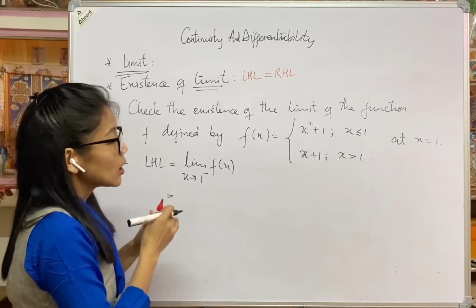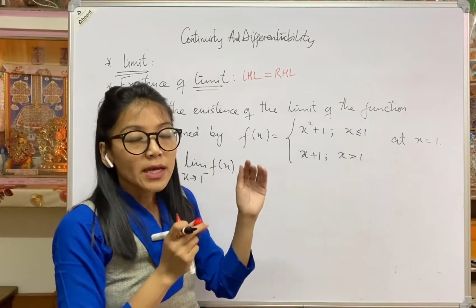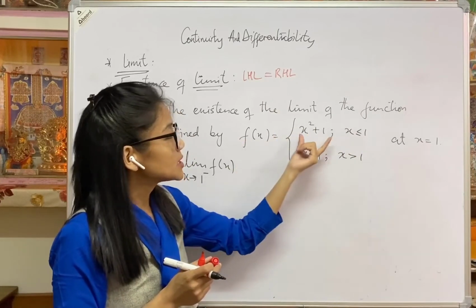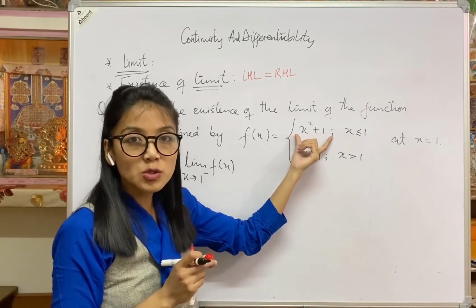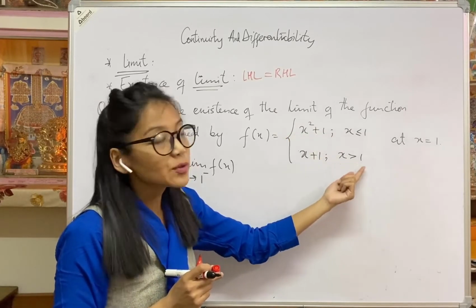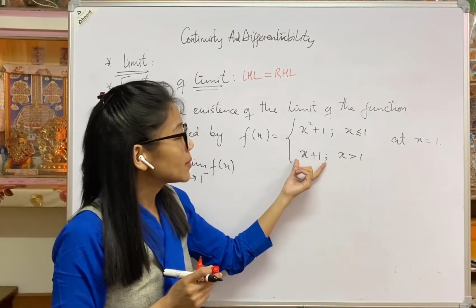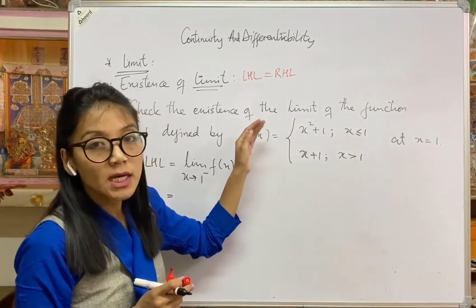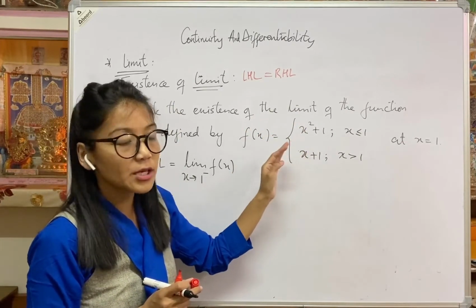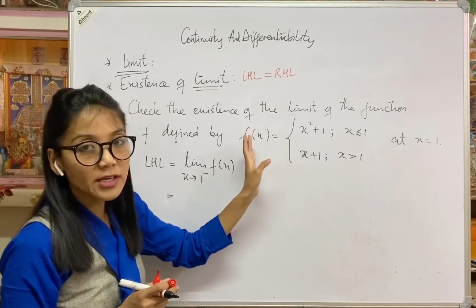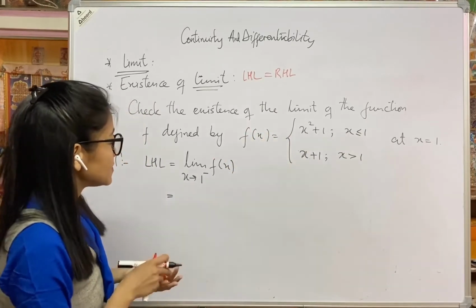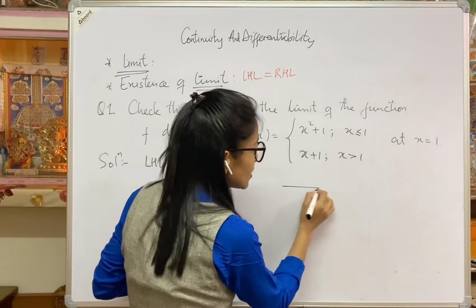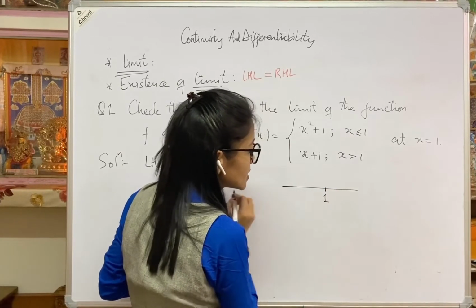So now my function is defined in two ways. When x is less than or equal to 1, the image of x is x square plus 1. When x is strictly greater than 1, the image is x plus 1. This is how my function is defined, and I'm quite sure you are familiar with this type of representation of a function. So I think you will not face a problem if I give you directly a question on this. Now since my x is tending towards 1 from the left hand side, let me take it like this to explain. Let it be 1.